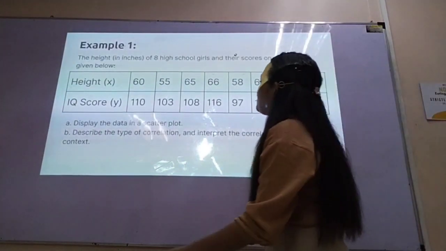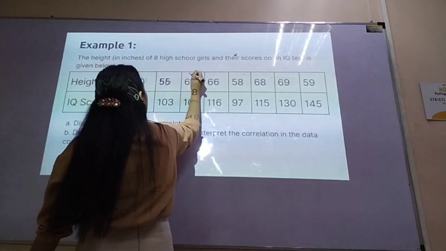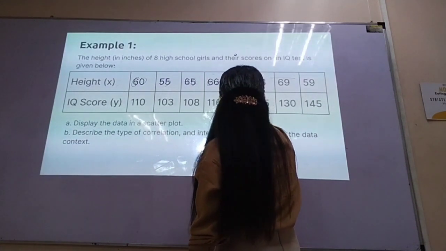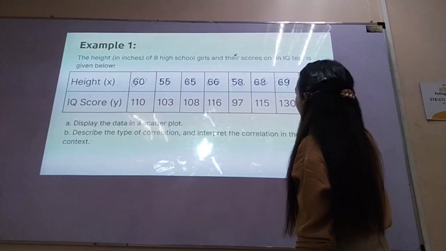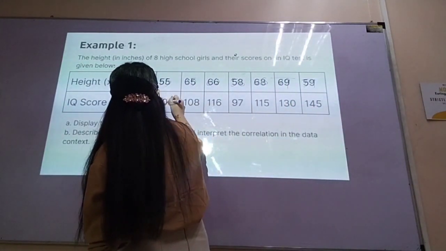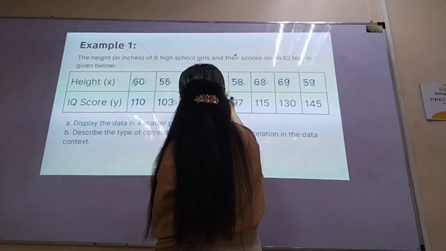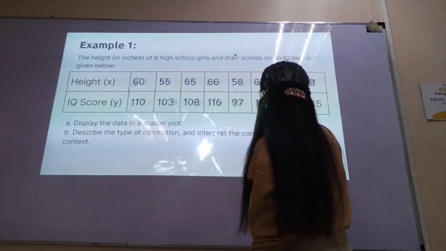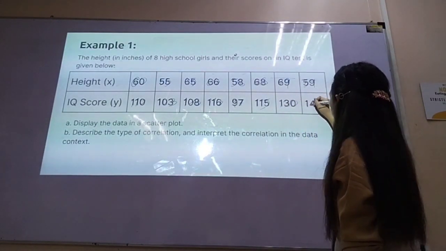So listing the data above, we're going to have 60, 55, 65, 66, 58, 68, 69, 59, which corresponds to 60 and 110, 55 and 103, 65 and 108, 66 and 116, 58 and 97, 68 and 115, 69 and 130, and 59 and 145.